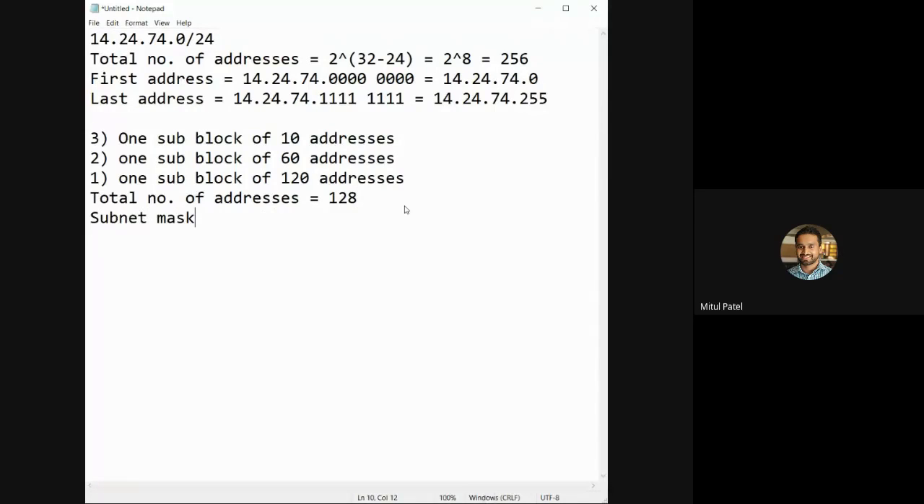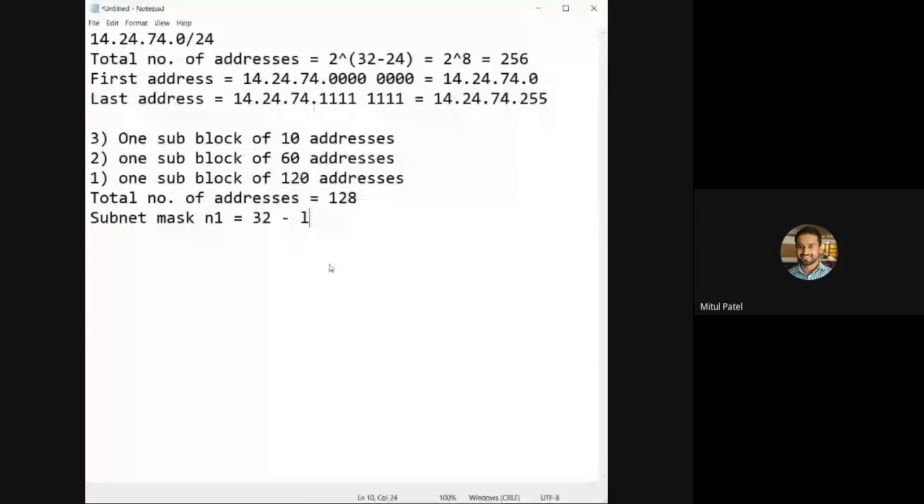mask for this subblock will be calculated using the formula, that is n1 equal to 32 minus log n base 2. Okay, our formula for the subnet mask n1 is 32 minus log n base 2. So here our mask is /24. That is the overall mask of this whole block.